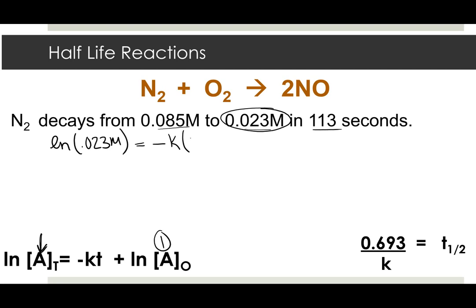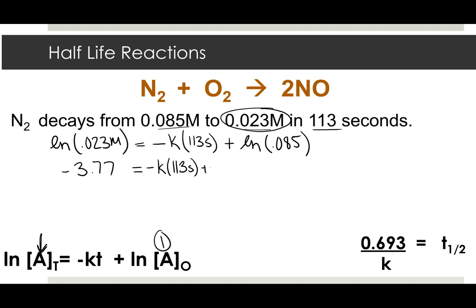And our time that went by is 113 seconds. And then we're going to add the natural log of the original concentration, which was 0.085. So plug and chug, pretty straightforward algebra problem. Let's clean this up a little bit first. The first thing I'm going to do is put the natural log of 0.023 into my calculator, and it tells me that this number is negative 3.77. That's going to equal negative k times 113 seconds.